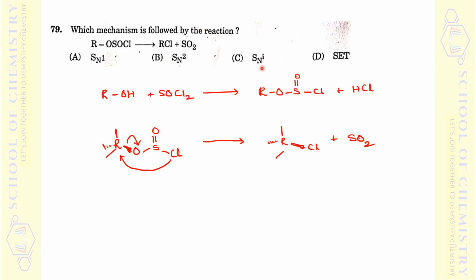A very important thing about the SNi mechanism: about nucleophilic substitution, unimolecular and bimolecular, SN1 and SN2, we know SN1 stereochemistry always results in racemization, whereas SN2 results in inversion. But in the case of SNi that has been shown here, this particular bond is above the plane, and even after the Cl attack, this Cl bond is above the plane itself. So that means SNi results in retention of configuration. That is the importance of SNi. So straight away SNi, option C, is the correct answer for this.